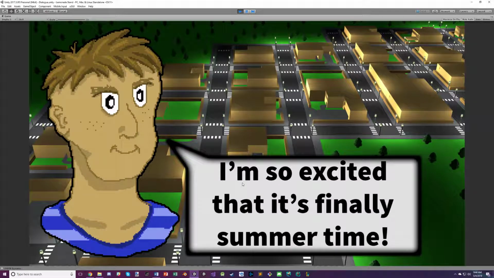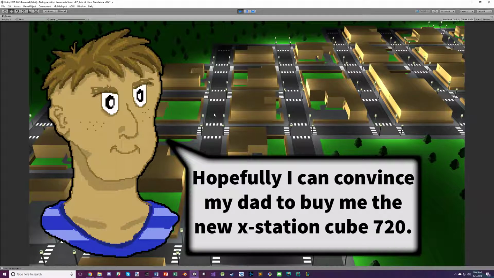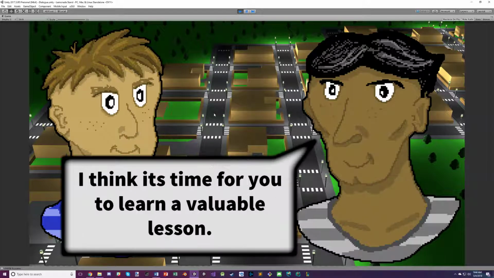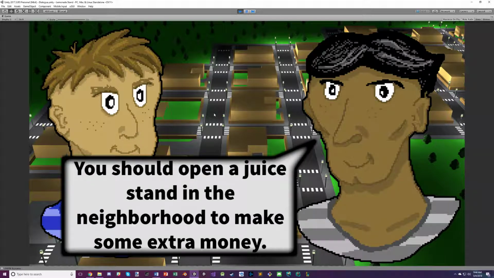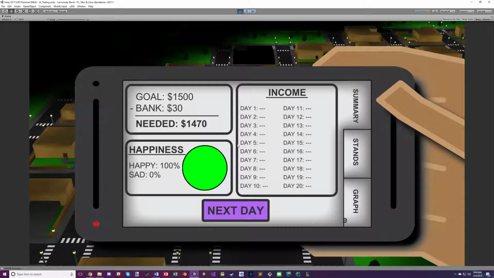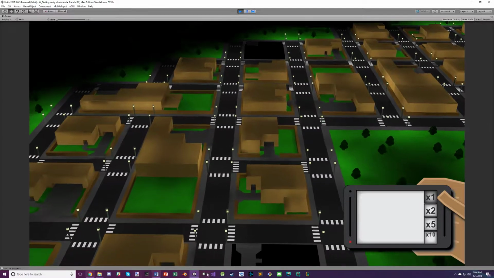So now that we are in the game, this is just a basic story for the game. It's about a kid who wants to buy his gaming station and stuff like that, but he doesn't have the money, so he asks his dad. But his dad wants him to go earn the money himself, so he decides to make a lemonade stand and sell lemonade and other juices to his neighborhood.